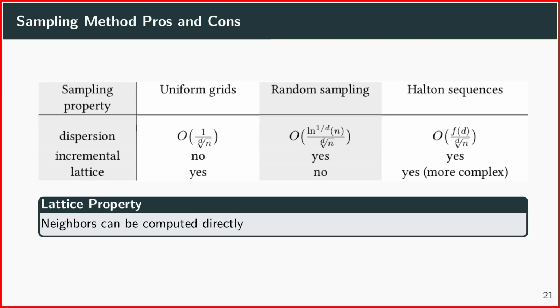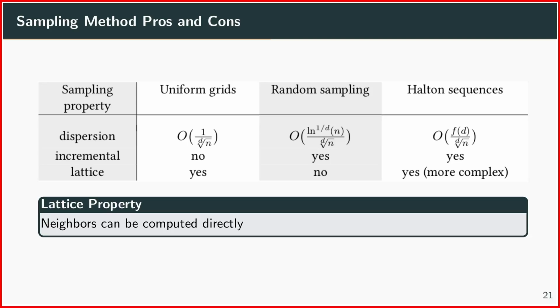Okay, and here a little comparison between the ones which we looked at. So uniform grids, random sampling, Halton sequences. One measure which we can define on them is this dispersion, which I talked about. So we get here the different dispersion values for Halton sequences, random sampling, and uniform grids. And you can see that uniform grids, for example, have the lowest dispersion, but they are not incremental. You can't just add one more point. You need to really subdivide the grid again to get more points.